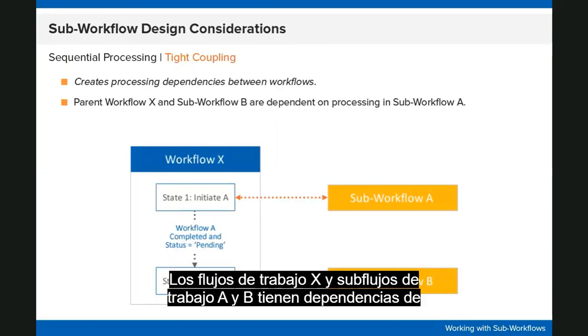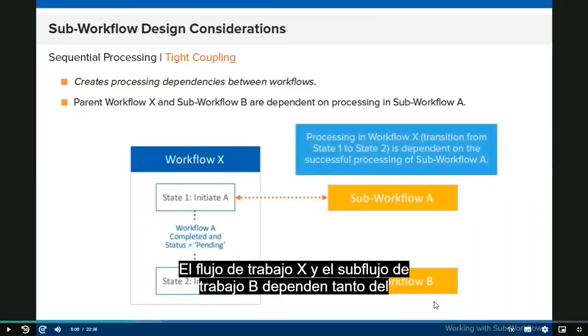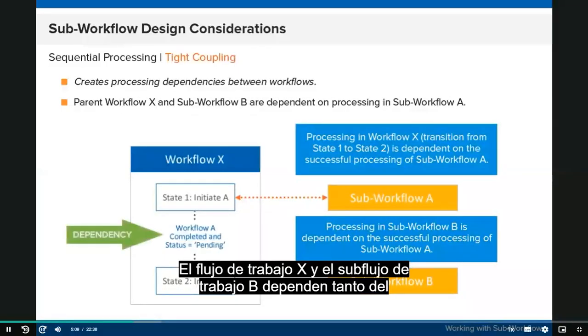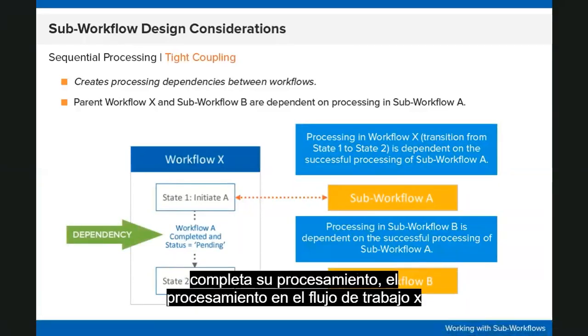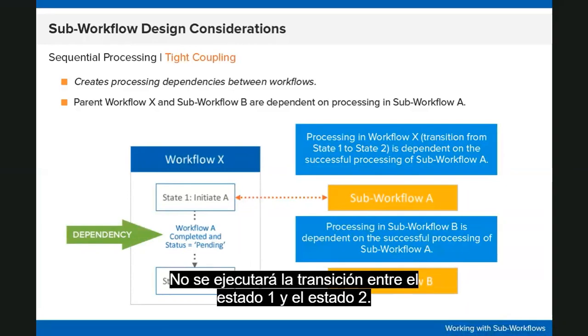Workflow X and sub-workflows A and B have processing dependencies. Workflow X and B are both dependent on the processing in Sub-Workflow A. If Sub-Workflow A does not complete its processing, processing in Workflow X may be affected, the transition between State 1 and State 2 will not be executed, and Sub-Workflow B will never be initiated.